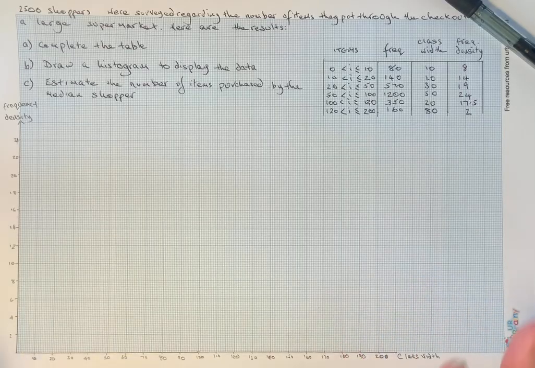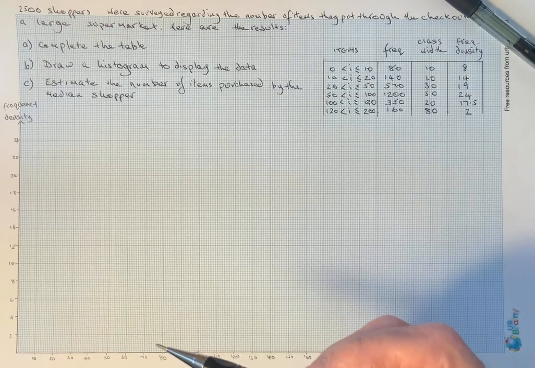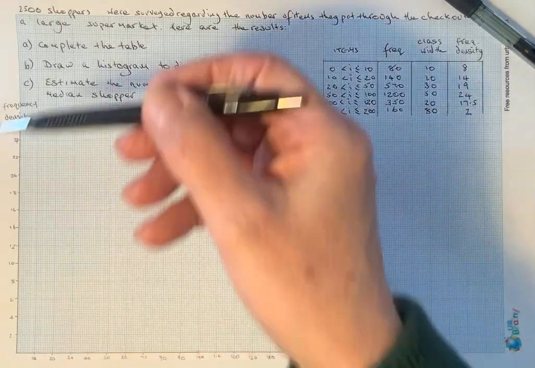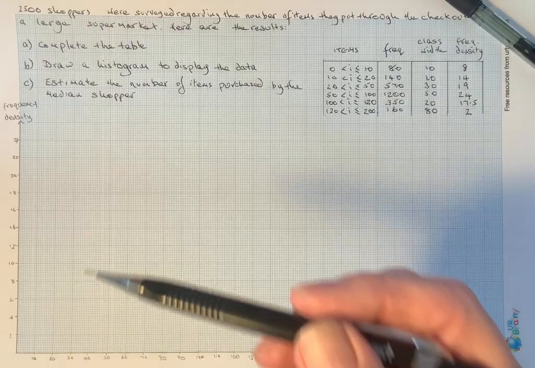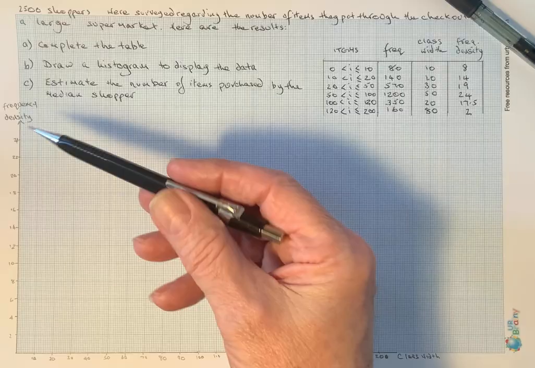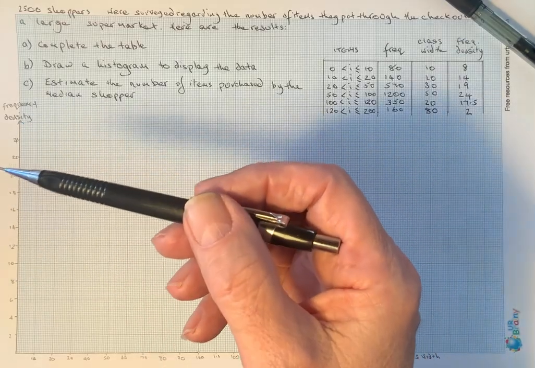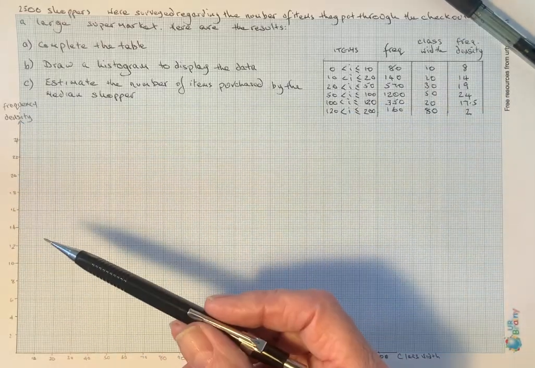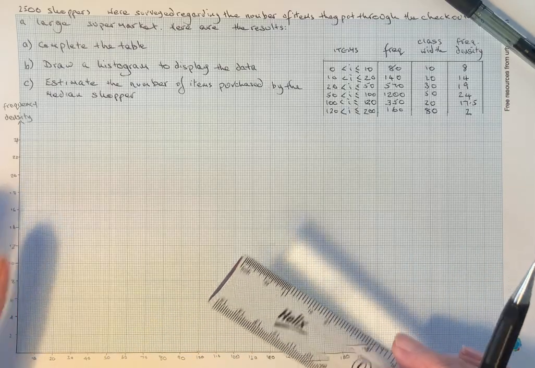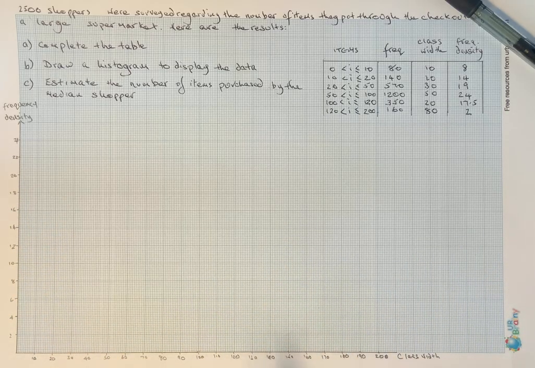The difference between a histogram and a bar chart is that on a bar chart, the frequency is proportional to the height of the bar. In this, frequency density is proportional to the height of the bar, so the frequency is proportional to the area of the bar. It's quite important that you know what the frequency is on a frequency density histogram.